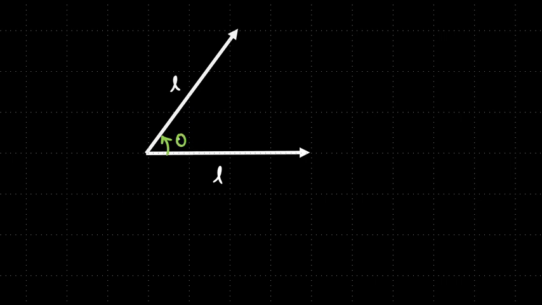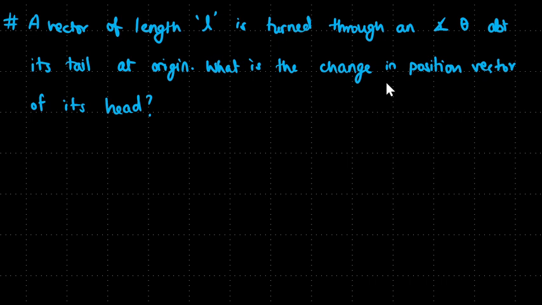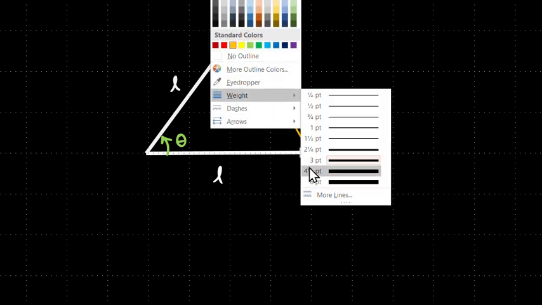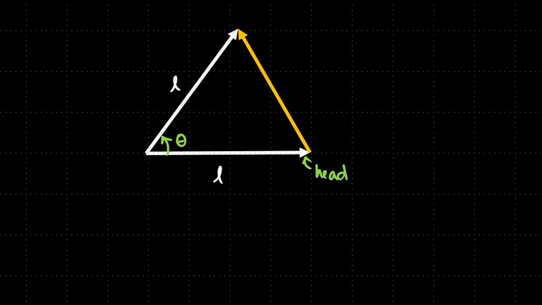Now I need to find the change in position vector of its head. This is the head of the vector. Since this is the head, we need to find the change from here to here, so let's make this bigger. This is the change, and let's say the change is represented by vector C.